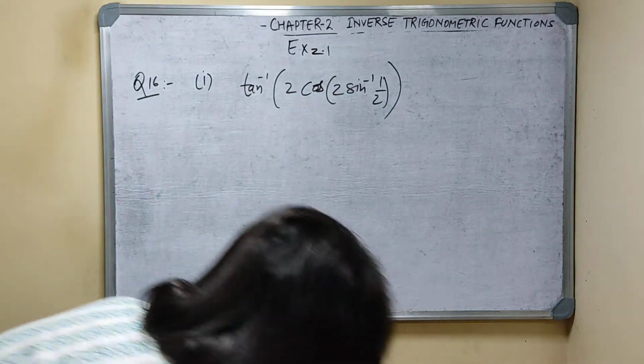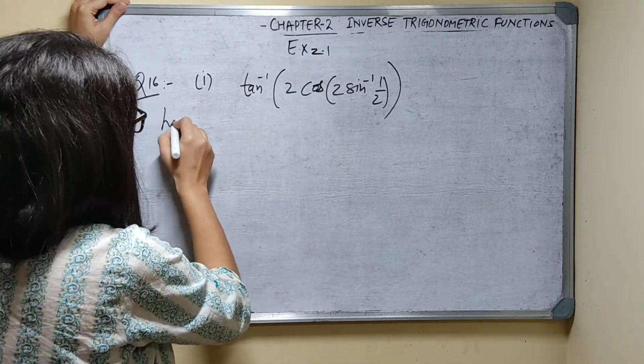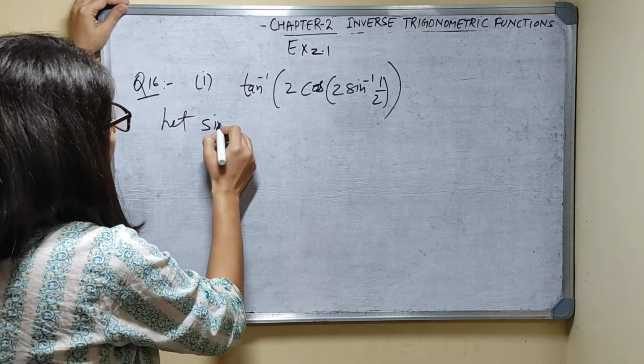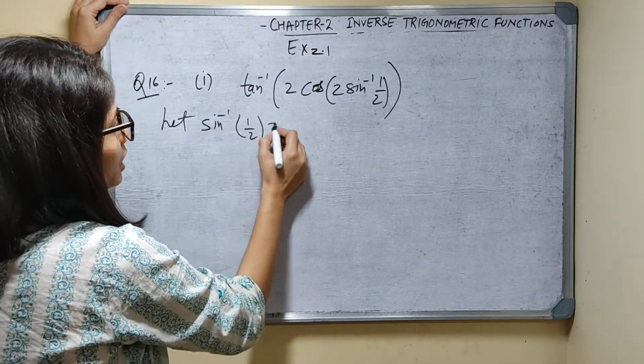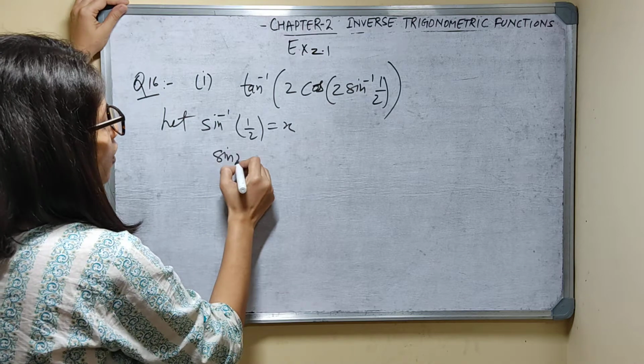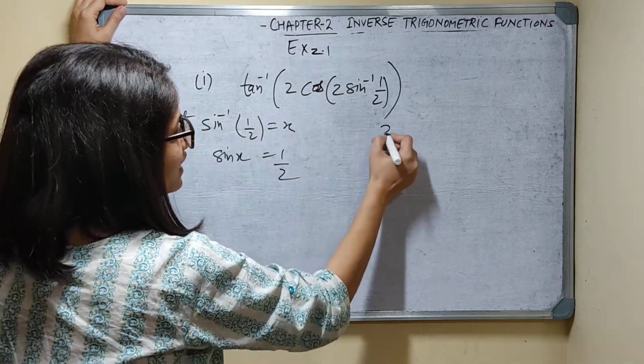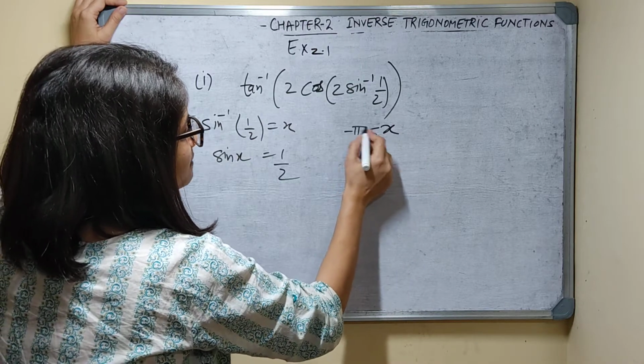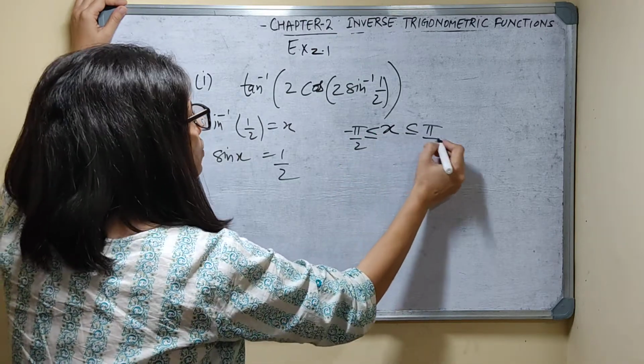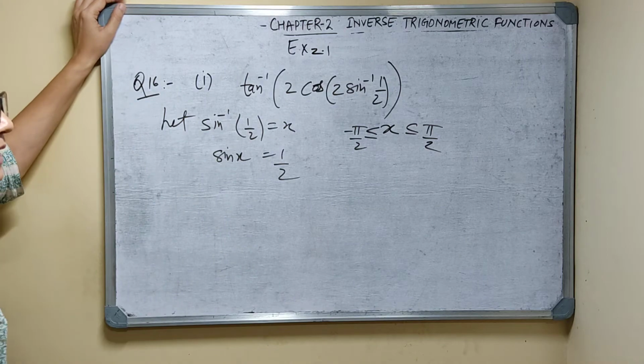Let sin inverse 1 by 2 be equal to x. So sin x will be 1 by 2. I know the value of x for sin inverse lies between minus pi by 2 to pi by 2. I want values between minus pi by 2 to pi by 2.